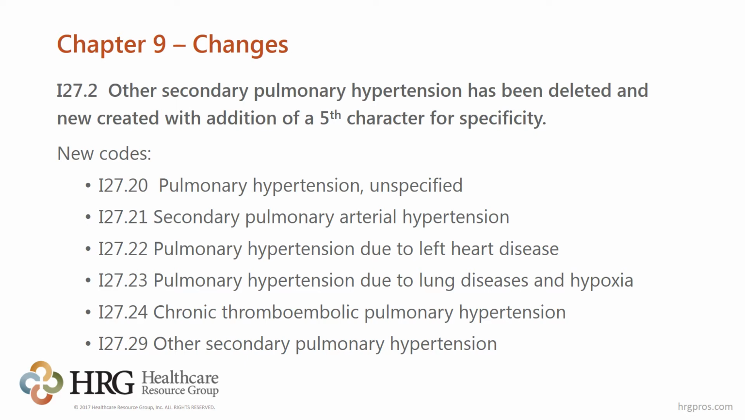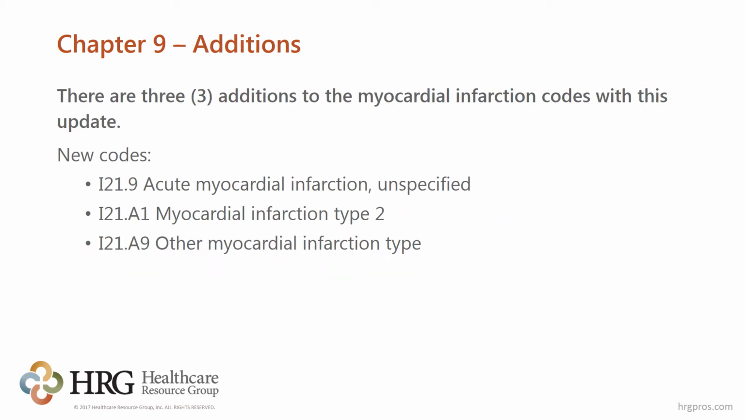The next group of changes are seen in Chapter 9. Other secondary pulmonary hypertension has been deleted, and new codes were created with the addition of a fifth character to further specify the pulmonary hypertension. Those codes are listed below. Chapter 9 saw more additions to the Myocardial Infarction code set. Those new MI codes are listed below.